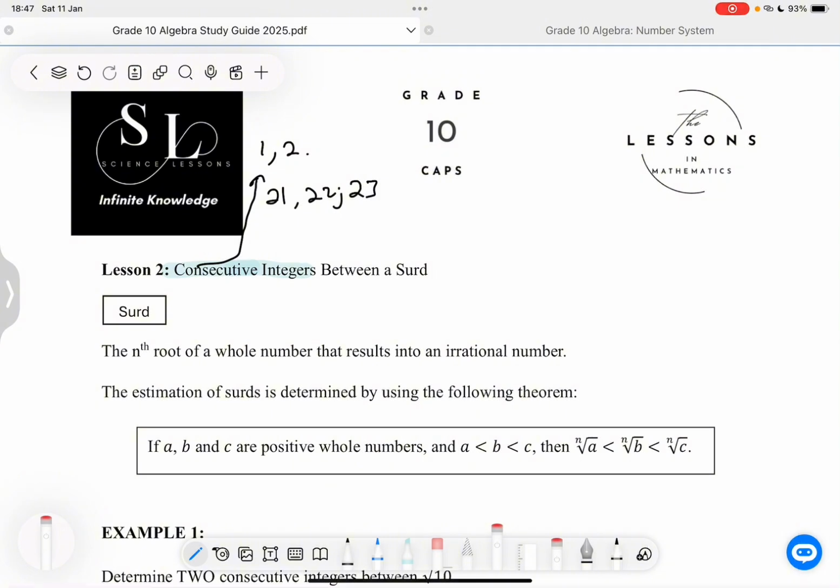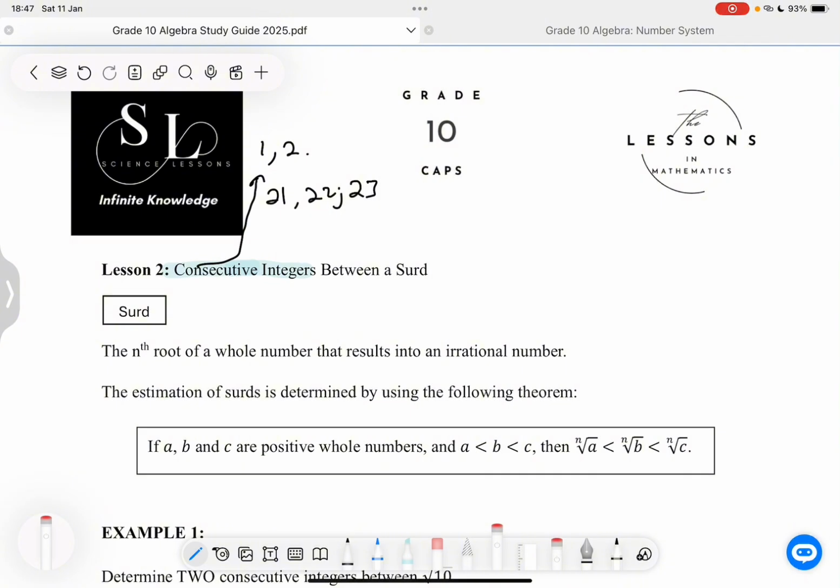And we say they're in an ascending order, meaning they move from smallest to the biggest. 21 is smaller than 23. 21 is smaller than 22, and 22 is smaller than 23. In other words, 23 is bigger than 22, and so is 22 bigger than 21.